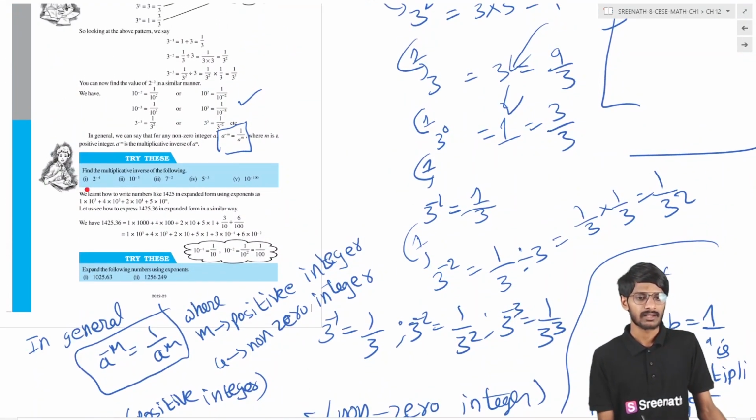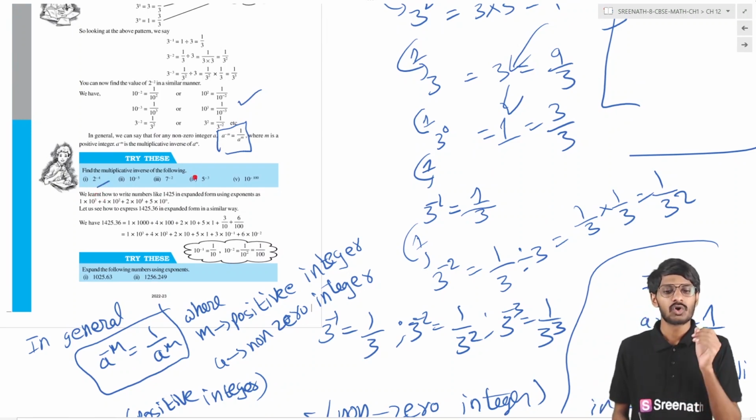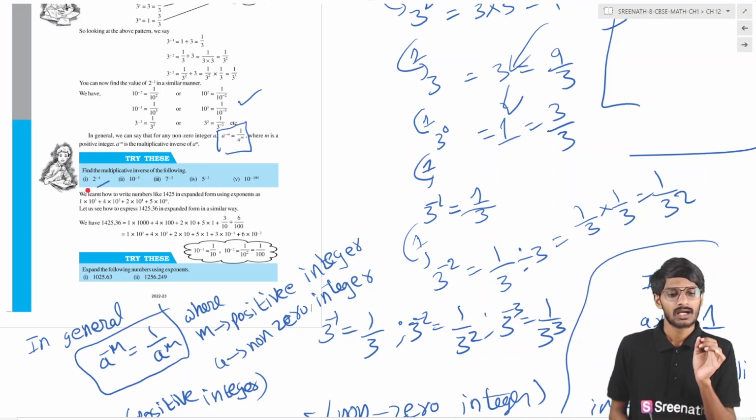Okay, so here, find the multiplicative inverse of 2 power minus 4. It is so simple. We know a power minus m is the multiplicative inverse of a power m. So the multiplicative inverse of 2 power minus 4 is 2 power 4. Just remove the minus symbol. And the multiplicative inverse of 7 power minus 2 is very simple, that is 7 square. Just remove the minus symbol.